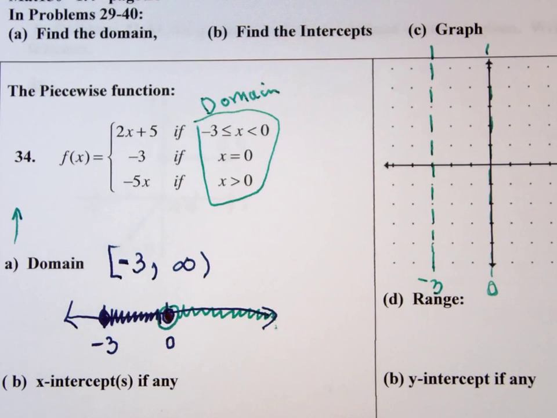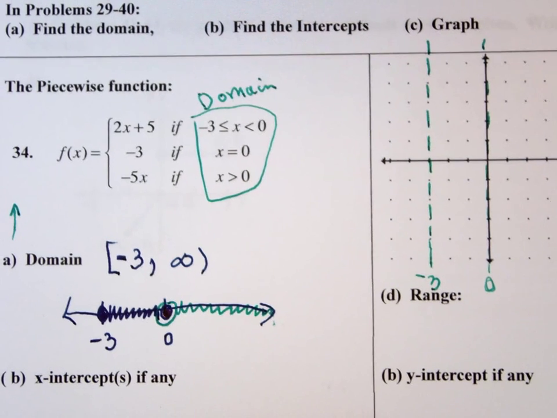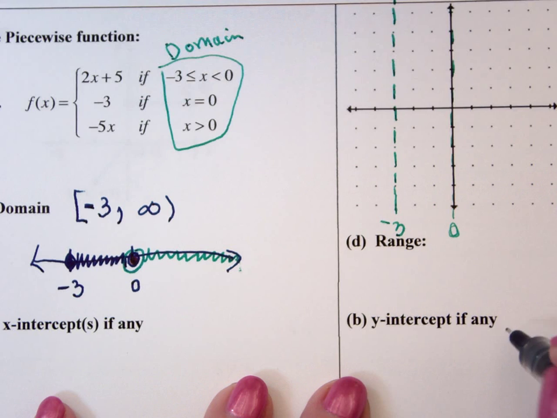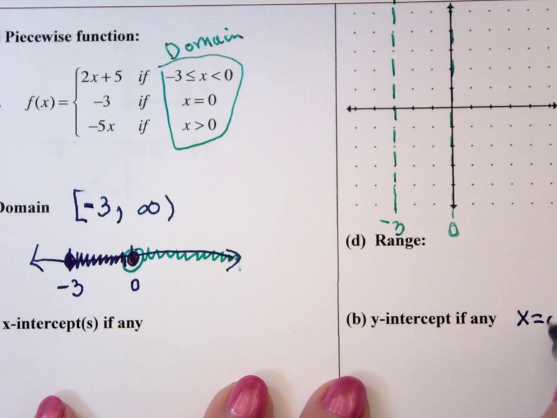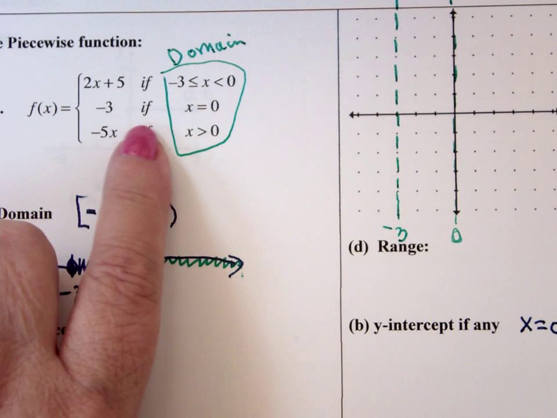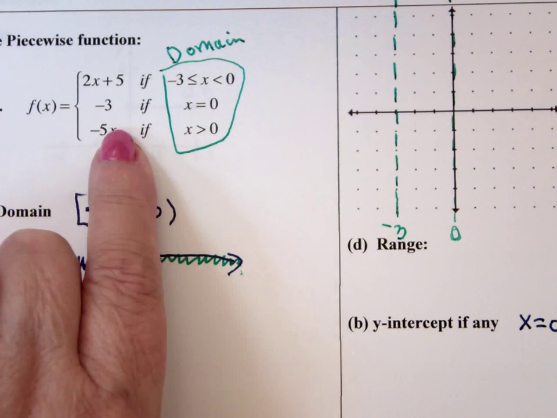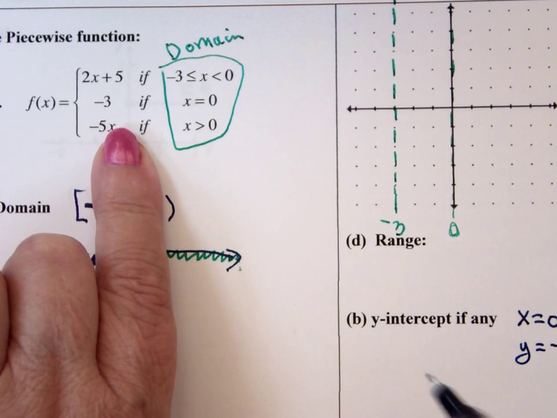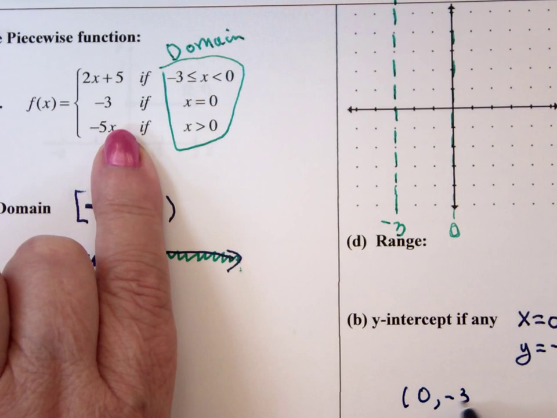Now, again, I'm going to ignore the x-intercepts because they're too much of a pain to get if I'm going to do them algebraically. The y-intercept is easy because that's where x equals 0. And if I look, who encompasses x equals 0? y equals -3. So it's (0, -3).